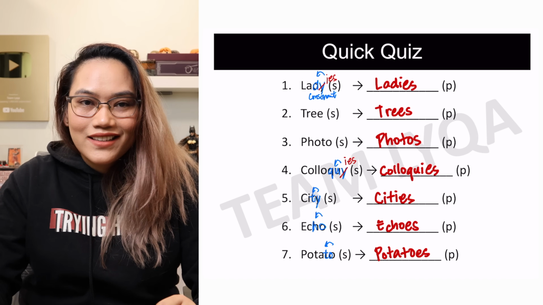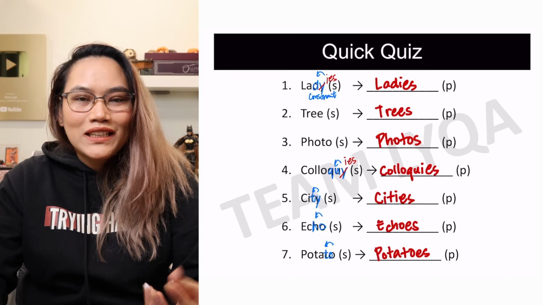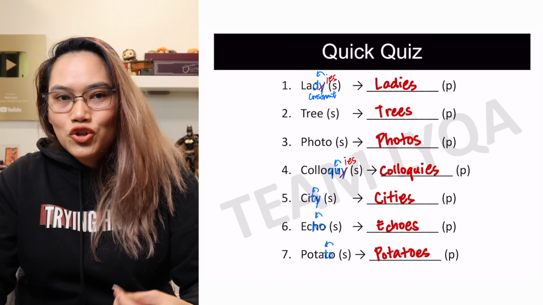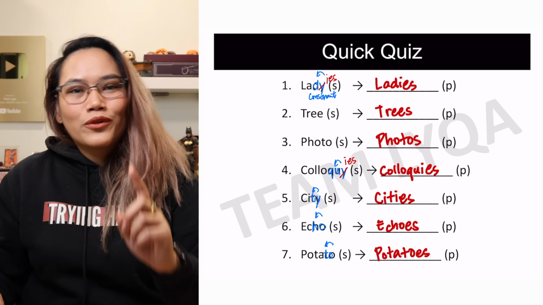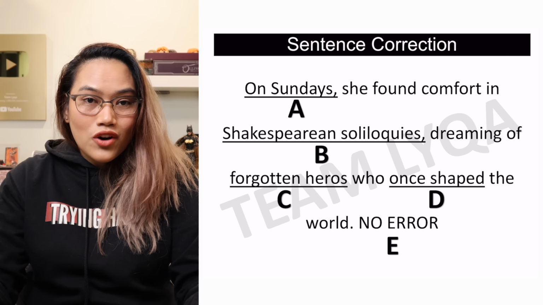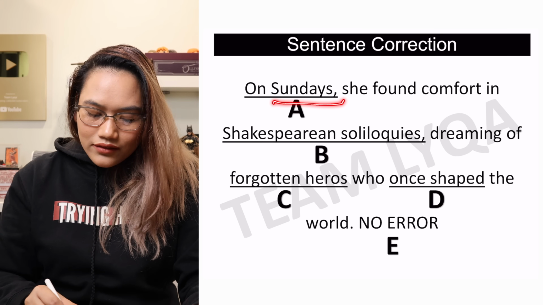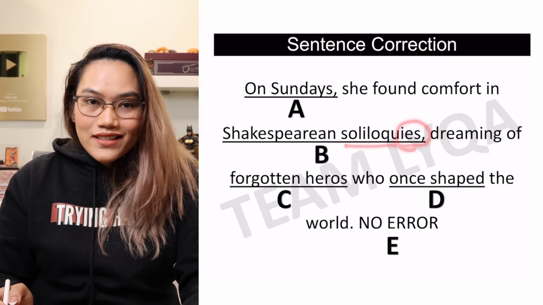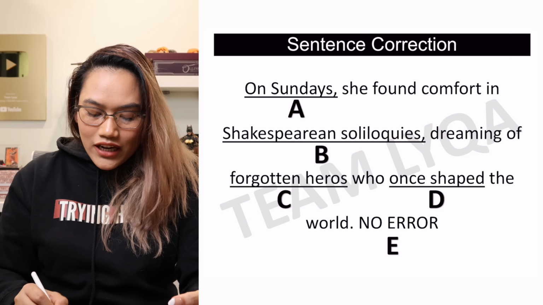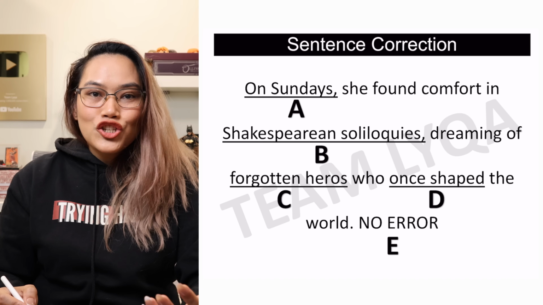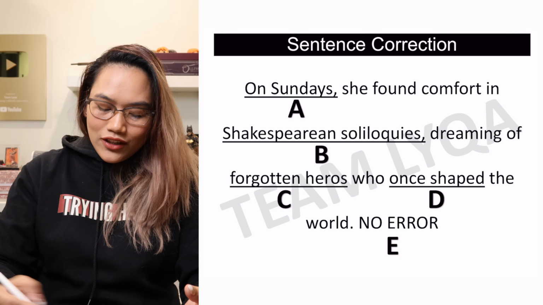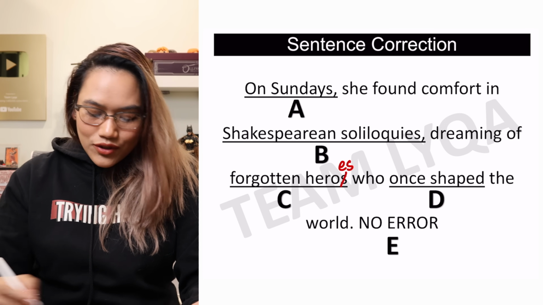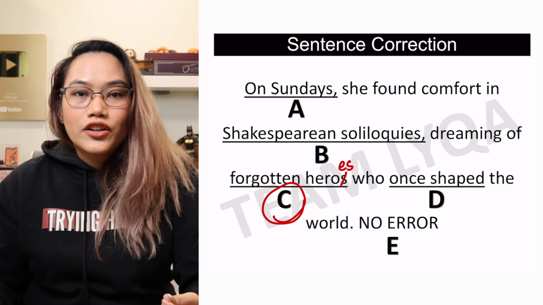So again, this thing looks quite simple, pero pagdating sa test, a lot of people get it wrong kasi hindi nila napapansin yung maling pluralization ng nouns. Going back to our question kanina when we started, what's wrong with this sentence? Sundays with an S, okay lang. Soliloquies, the IES, okay lang. Heroes, na H-E-R-O-S, dapat ito ay H-E-R-O-E-S. So this part right here is incorrect.